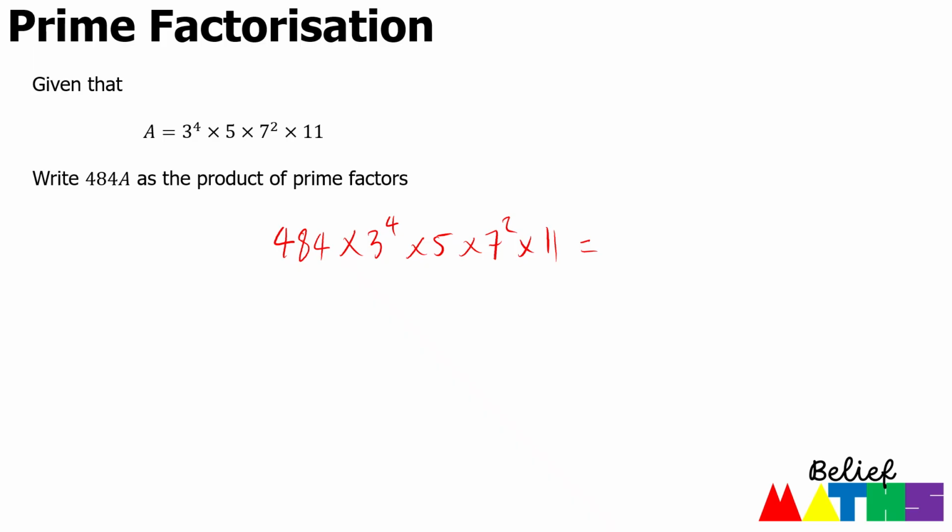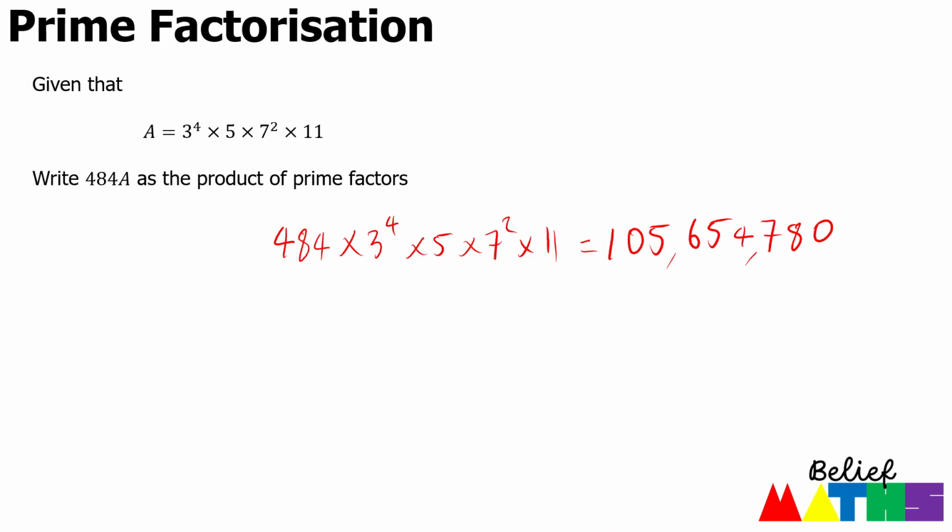And if we put that into our calculator, 484 times 3 to the power of 4 times 5 times 7 squared times 11, that gives us the following answer. It gives us 105,654,780. So that's 105,654,780.